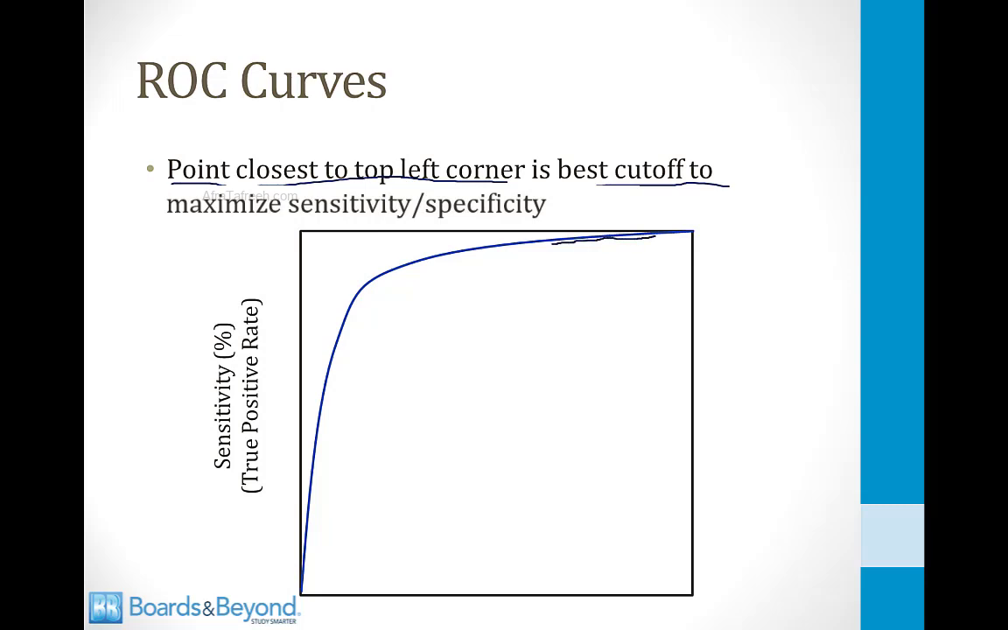Remember, this curve is generated by plotting different cut points for our test and determining the sensitivity and 1 minus the specificity on the y-axis. The point right here that is closest to this top left corner is the point that gives us the maximum sensitivity while paying the smallest price in terms of false positives. So that point is going to maximize our sensitivity and specificity for our test.